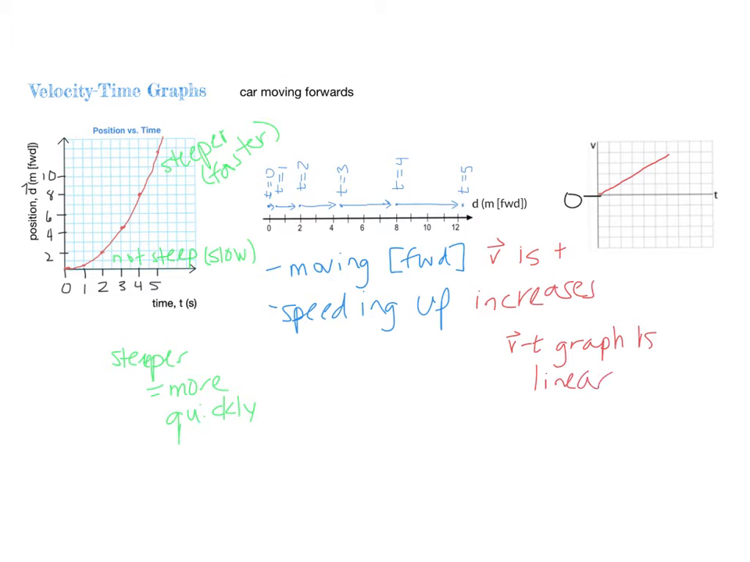And that's basically what's happening with my velocity. I'm starting at a low velocity and increasing. That velocity is going up, and it's going to be in the positive direction because that car is moving forwards. So it's speeding up in the positive direction. So we're assuming constant acceleration. That's why I drew linear.